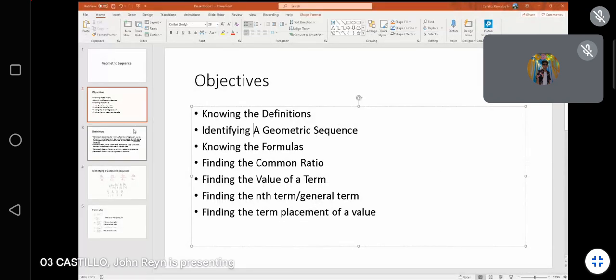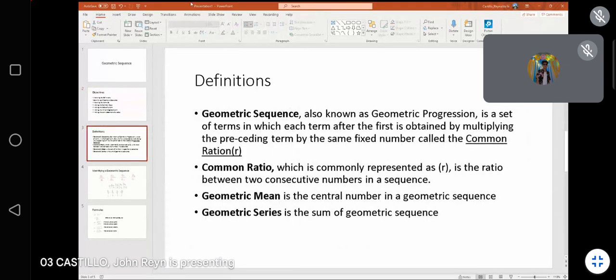So mukhang wala naman. So moving on. First objective is knowing the definitions. Here are the definitions for the geometric sequence. First, of course, the definition of the geometric sequence itself. The geometric sequence, also known as a geometric progression, is a set of terms in which each term after the first is obtained by multiplying the preceding term by the same fixed number called the common ratio, which is represented as R.